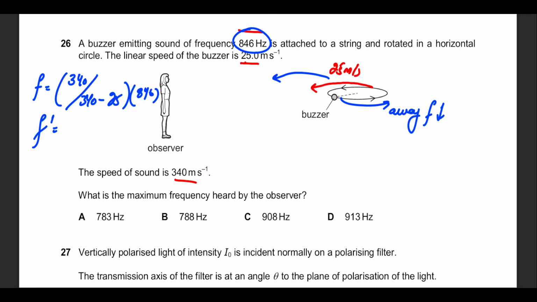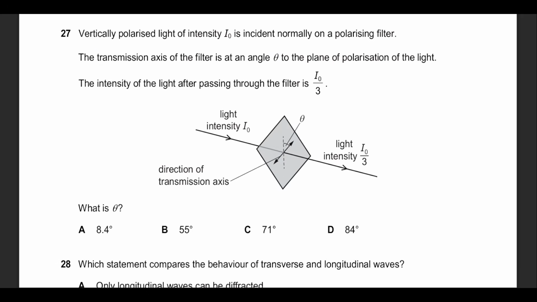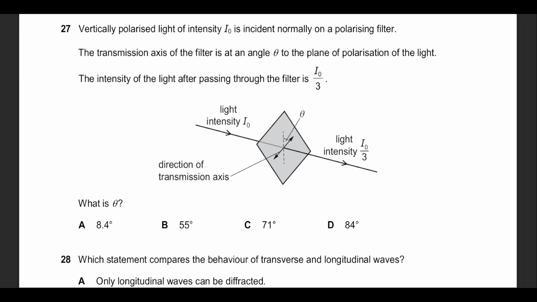So f dash actually by the observer is going to be 913.1414 hertz, which is option D. Question 27, again, a repeated question from waves and polarization and Malus's law.